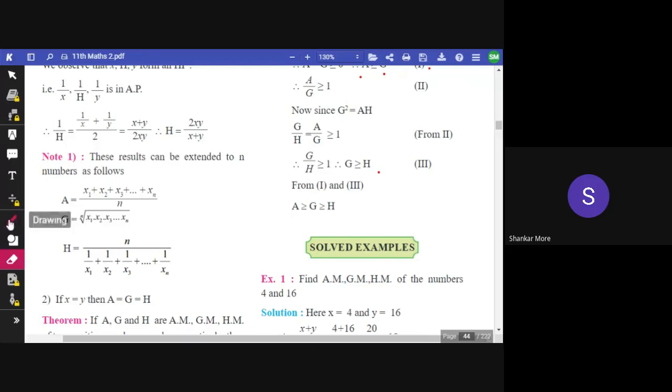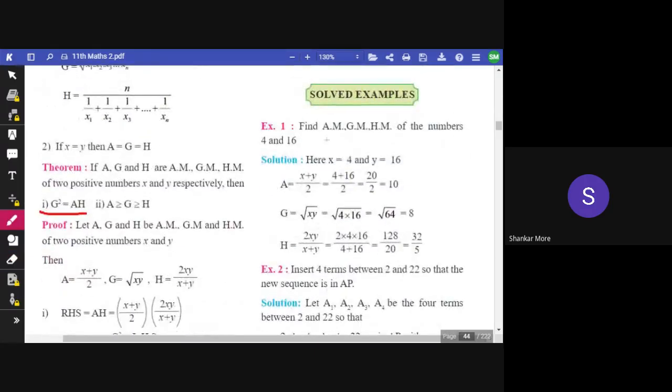Okay, so we have one solved example. Find AM, GM, HM of the given numbers, that is 4 and 16. It is very easy. It is the easiest one, I think, in your whole book to find out these means. Arithmetic mean is x plus y divided by 2, that is 4 plus 16 divided by 2, that is 20 by 2, that is 10. So arithmetic mean is 10.